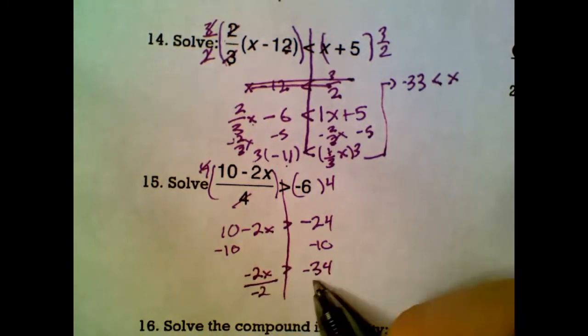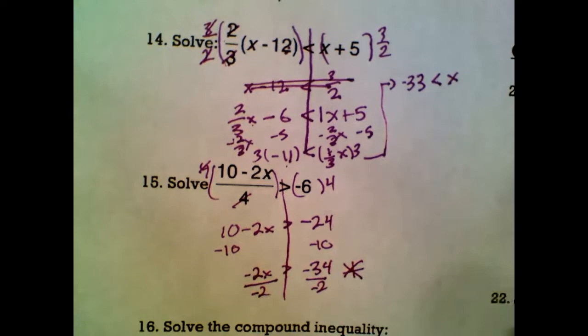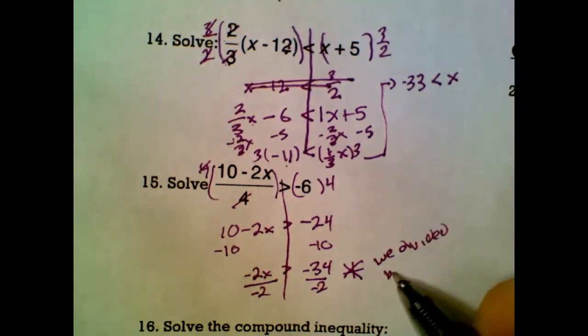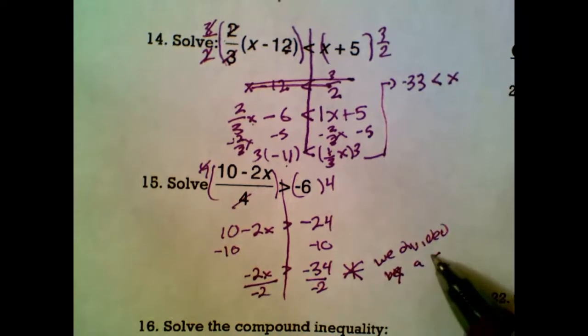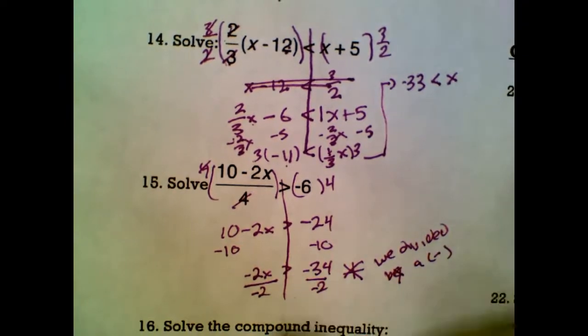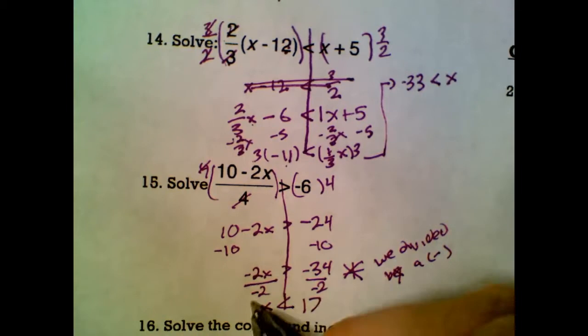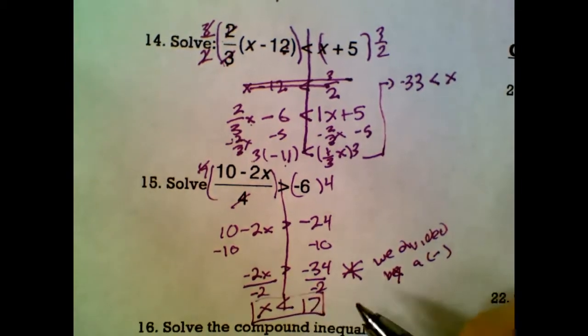Now we divide by negative 2, divide by negative 2, stop. We divided by a negative. So what happens to the sign? Oh, it flips. So we got it the other way. So we have x. What's 34 divided by 2? Isn't that 17? Positive 17. So our answer is x is less than 17. There we go.